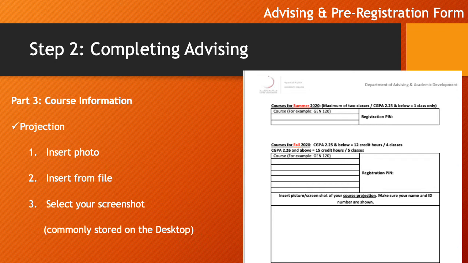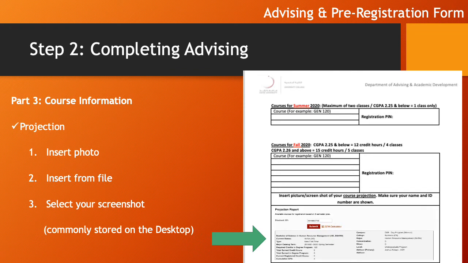Now you're going to paste it into this area, and how you will do this is from Word, you will click Insert, then choose to insert a photo. You're going to choose to insert a photo from a file and then select your screenshot. Please note that screenshots are commonly stored on your desktop, like this.